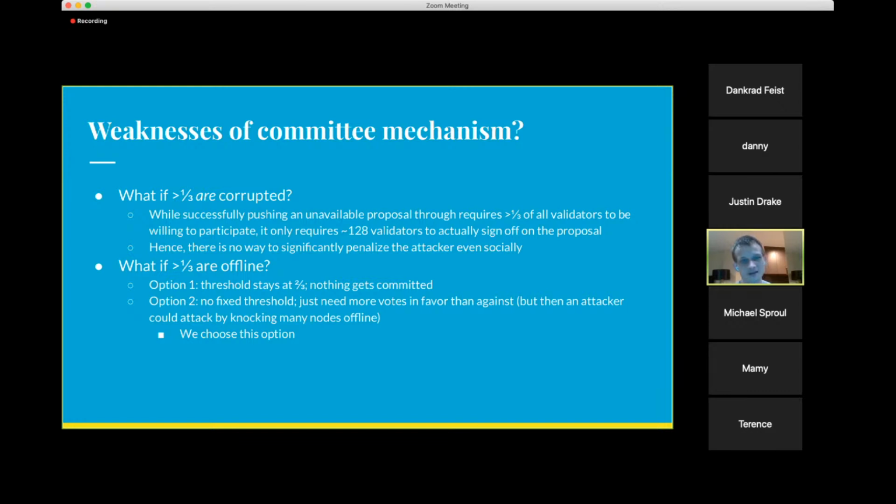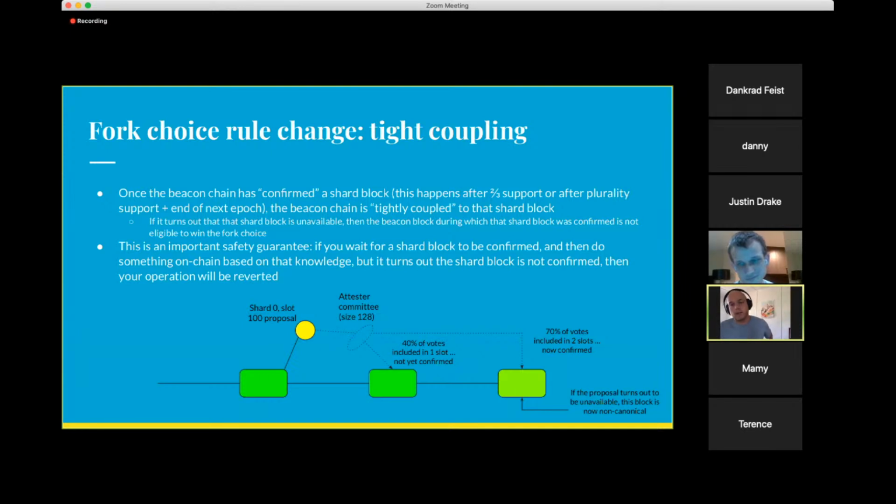Any other questions on committees? I have one. I think it's about fork choice. So assuming we have a beacon node that has no validators, it's just sitting there listening, how does the fork choice know that the block is available, please? Great. So this is what I'm about to talk about.